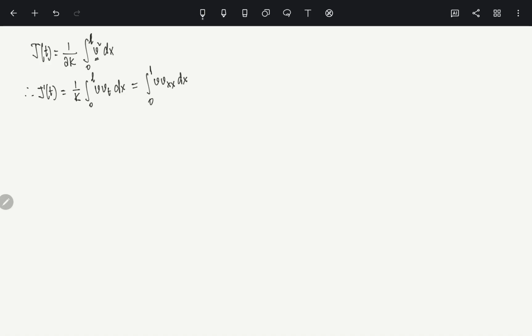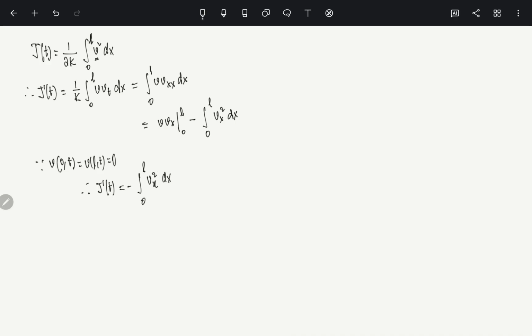Okay, now if you integrate by parts, you know what to do here. So what is this thing? This is nothing but v_x defined on 0 to L, exactly the same thing which we did in the wave equation, minus the integral from 0 to L of v_x squared. Now you see, it's exactly like the wave equation again. Since v(0,t) equals v(L,t) equals 0, therefore J prime of t is equal to minus the integral from 0 to L of v_x squared dx. Is it okay?